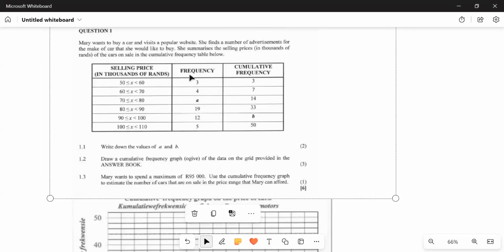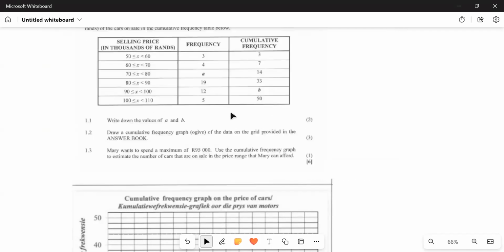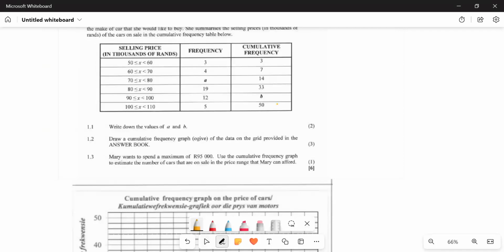So here, we were given: Mary wants to buy a car, and she visited a popular website. She finds the number of advertisements for the make of car that she would like to buy. She summarized the selling price in thousands. So this thing here is in thousands. And then from here onwards, they say, write down what is going to be the value of A and B.